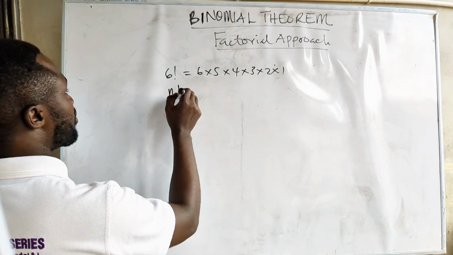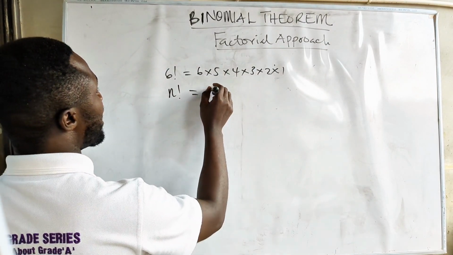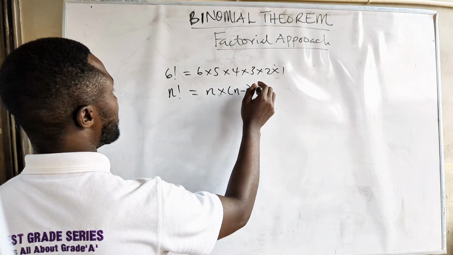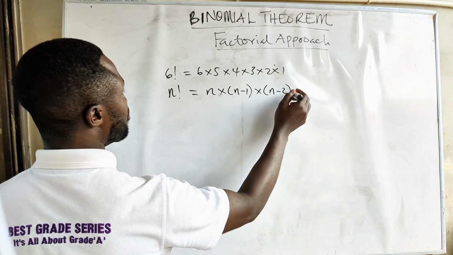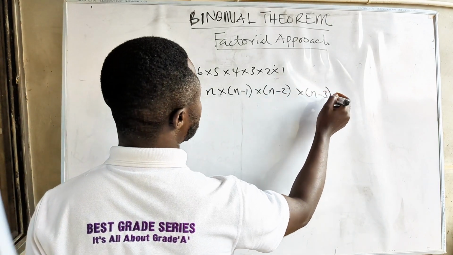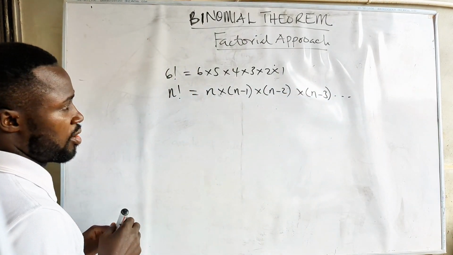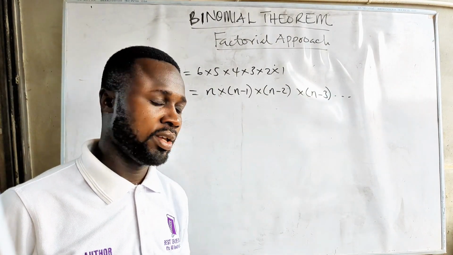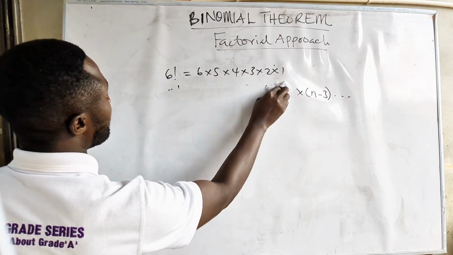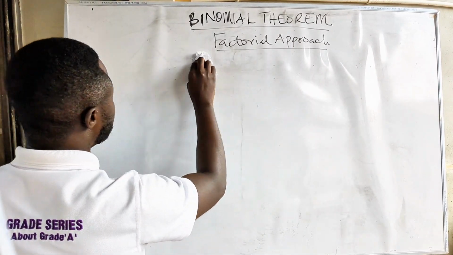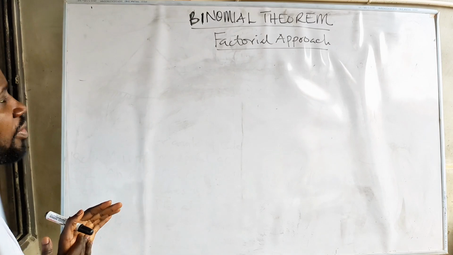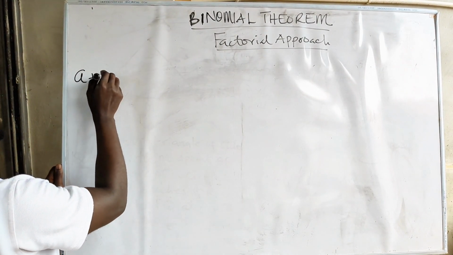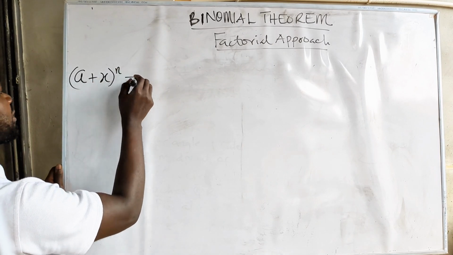So if I'm writing n factorial, it will become n multiplied by n minus 1 multiplied by n minus 2 multiplied by n minus 3 and so on. You see that, because as I'm multiplying, it will be reducing by 1 by 1 by 1. So let's see how we are going to apply the knowledge of the factorial in our binomial expansion. We are going to have (a plus x) exponent n.